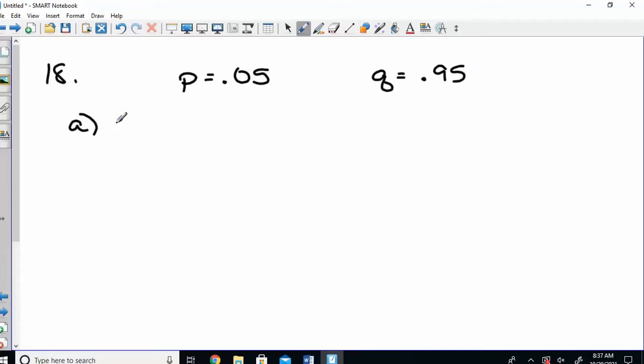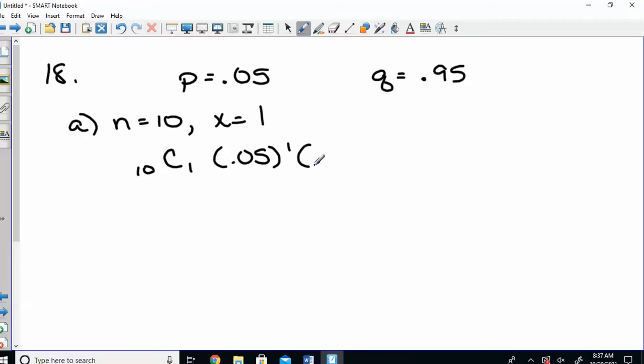We're finding the probability that they die, which is the 0.05. Q is 1 minus that. So on part A, my N is 10. What is my X? 1. So that's like saying 10 choose 1, 0.05 to the X, 1 minus P, so 0.95 to the N minus X, 10 minus 1 is 9.